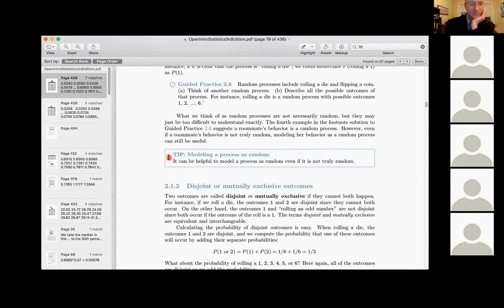And this is what I said earlier, tip: modeling a process as random. It can be helpful to model a process as random, even if it is not truly random. The point here is that sometimes the probability can be quite low of connection, right? The fact, for example, that, here's what I really want to explain here.